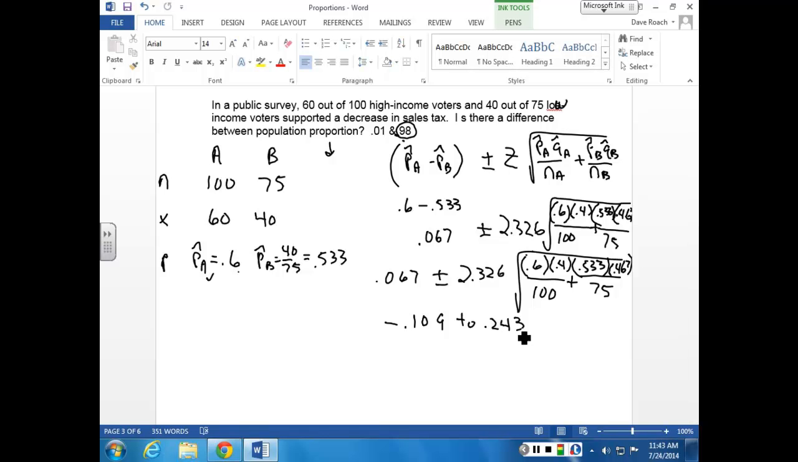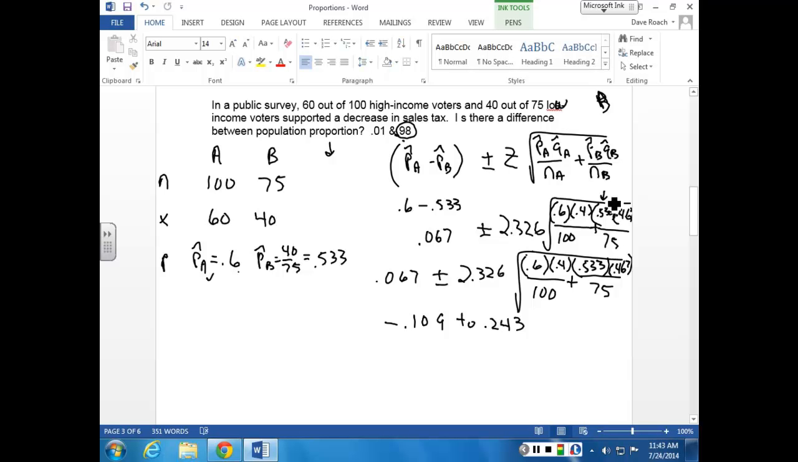So stat, test, 2-proportion Z interval, that's option B on your calculator. So hit enter there. And so X1 was 60 out of 100. X2 was 40 out of 75. And we had 98 for the confidence interval. Minus 0.109 to 0.243. Close enough.